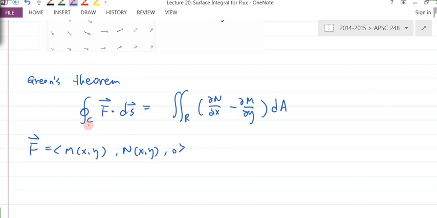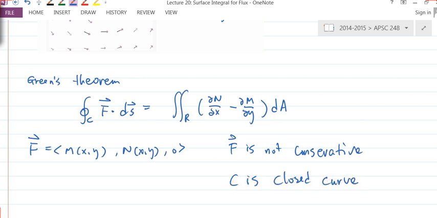And it's used when this vector field F is not conservative. I'll show you a little bit here. So F is not conservative. Because if F is conservative, you actually don't need to do anything, basically. It's just a 0, right? And this C here is a closed curve. Okay? So that's how you make use of Green's theorem.